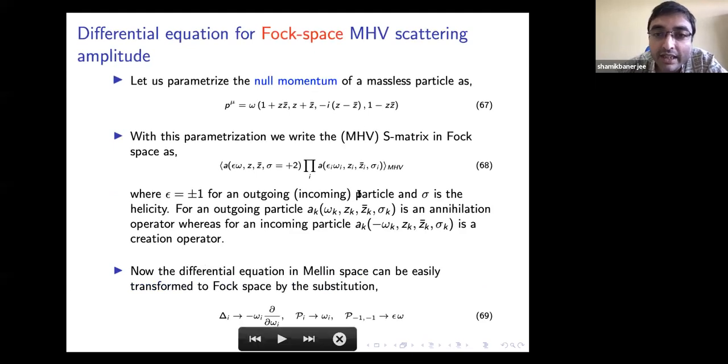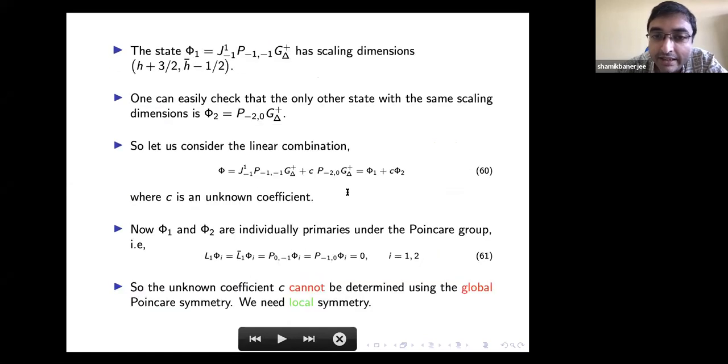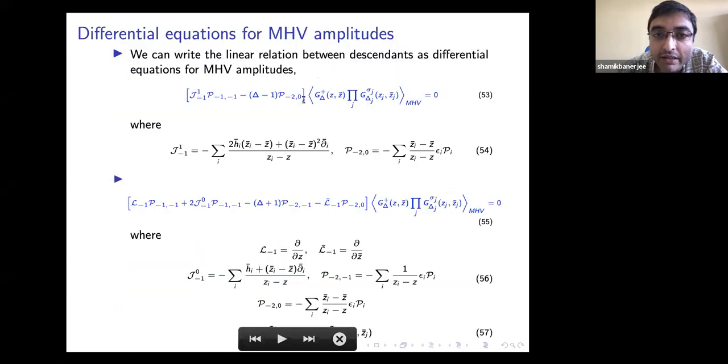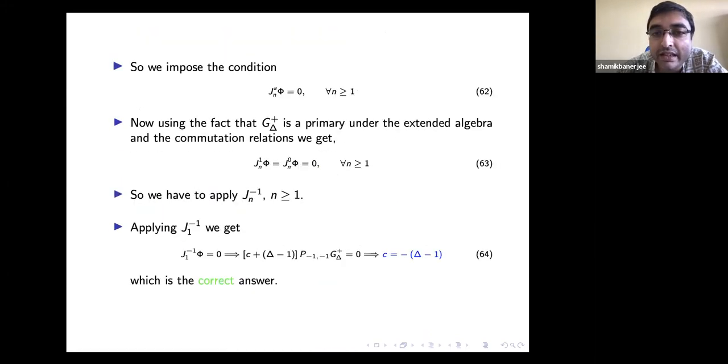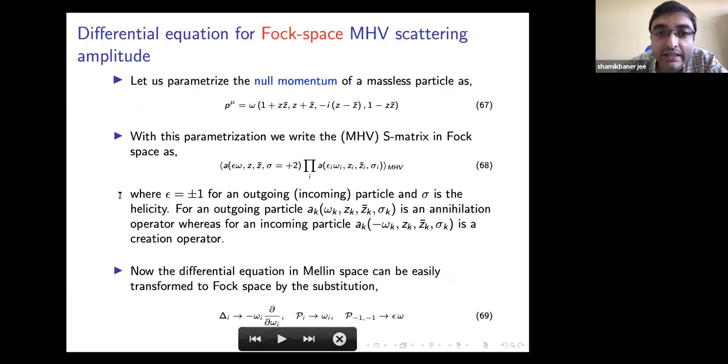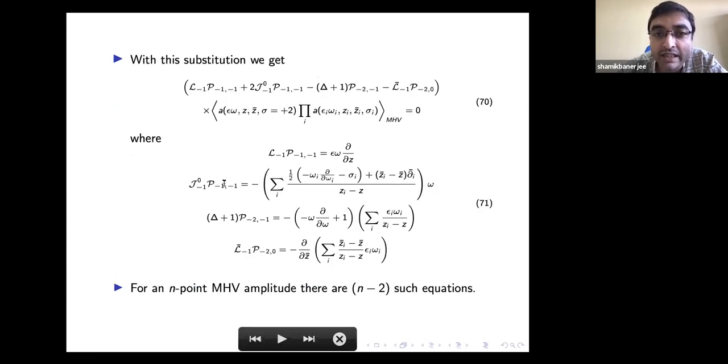Okay, so now the point is that here we have written down these differential equations on the sphere, but since it's an integral transform, we can now translate these differential equations to the standard Fock space scattering amplitude, and this is what it looks like. So you have n-2. This is the standard S matrix, not the transformation of that. And these differential operators now have this form.